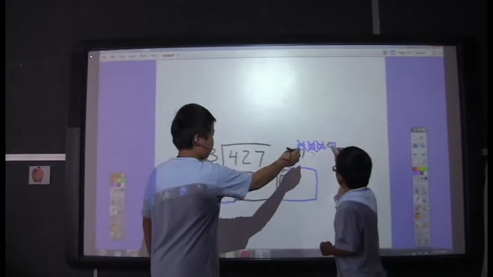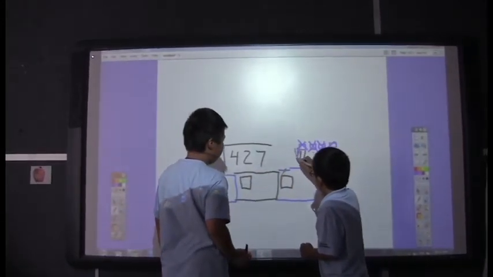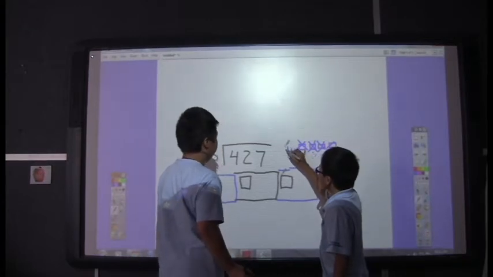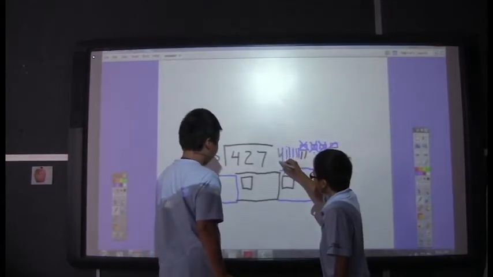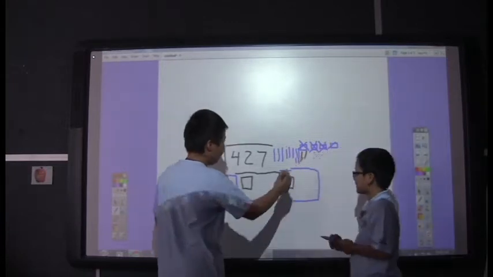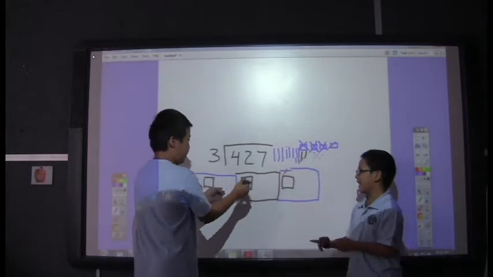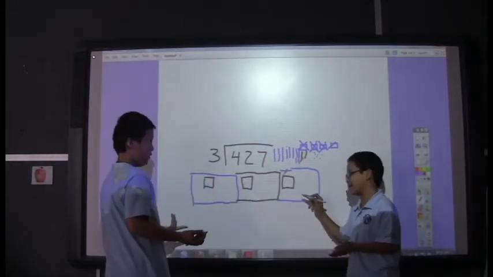So we cross this out. And put 10 more. 1, 2, 3, 4, 5, 6, 7, 8, 9, 10. Now we have 12 of these. So the tens: 12 divided by 3 equals 4.